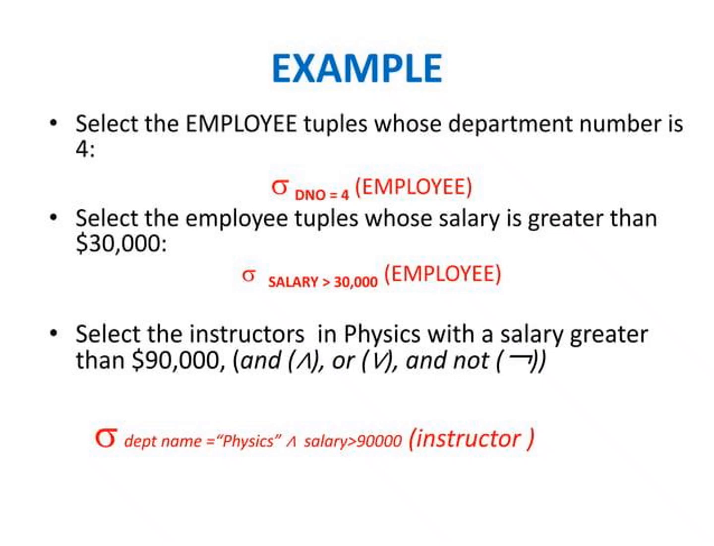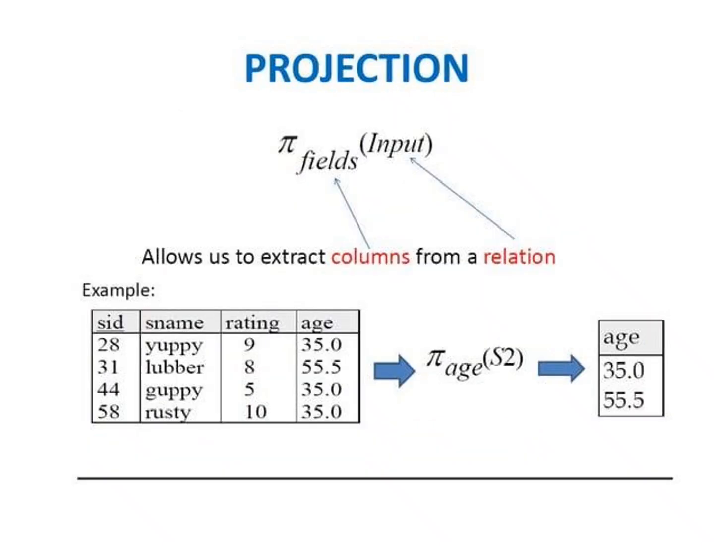For example, to select the employee tuples whose salary is greater than 30,000, we use the selection operation sigma salary greater than 30,000 on the employee table. We can also select the instructors in physics with a salary greater than 90,000. We can use the AND symbol here. So sigma department name equal to physics and salary greater than 90,000, on the instructor table.